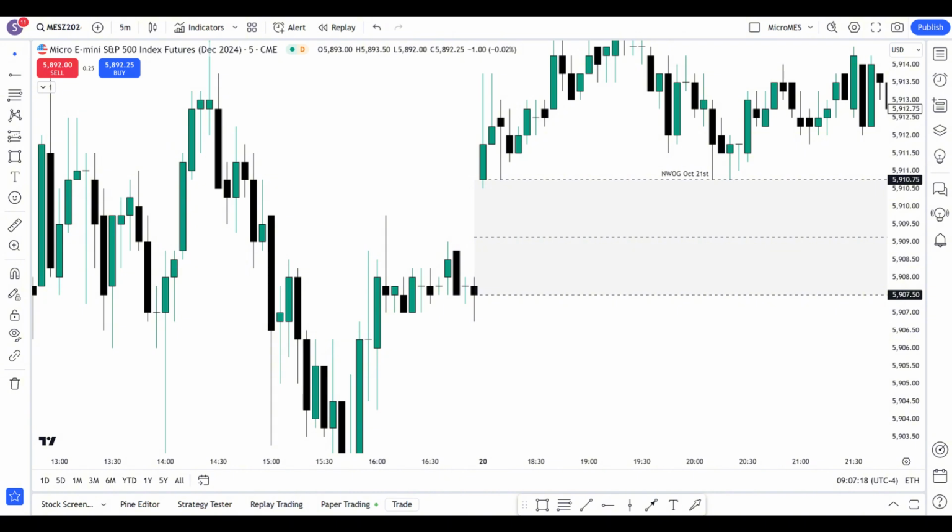ICT says that it is good to keep up to 5 days old new day opening gaps and up to 5 weeks old new week opening gaps. I personally have found these kinds of gaps useful, either in the absence of any other liquidity voids or imbalances or in conjunction with them.